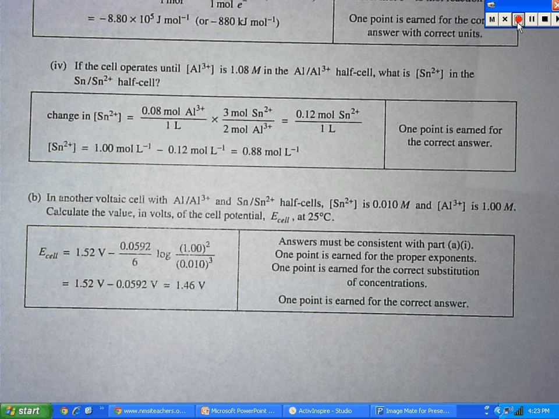All right. I know we're running short on time. I do want to cover the kinetics one though. I do want to cover that one.